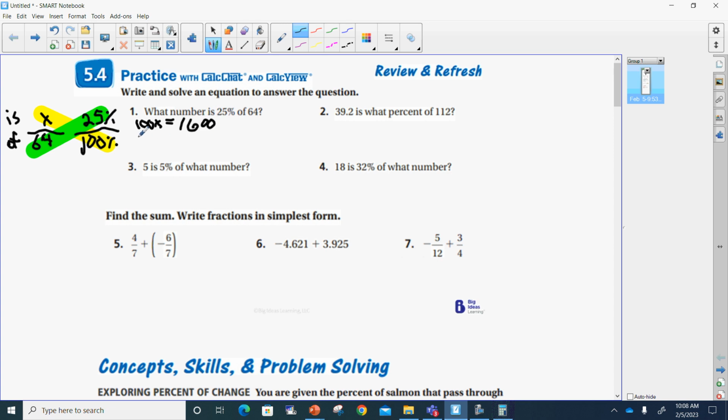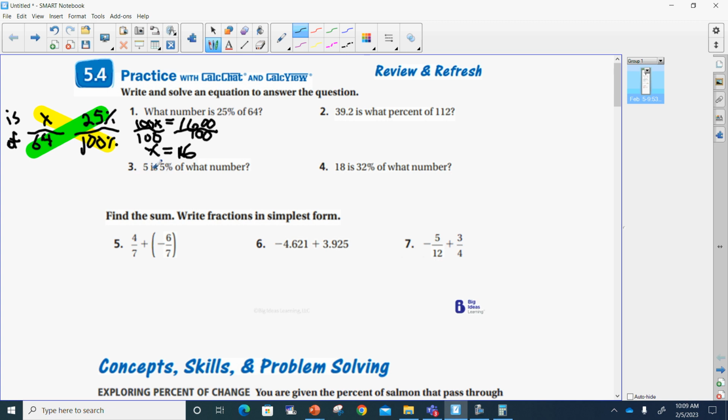And now I know I need to divide 100 away from 100x so I can get x by itself. And whatever I do to one side, I do to the other side. So I'm going to divide this side by 100. That's going to give me 16. All right, so 16 is 25% of 64.